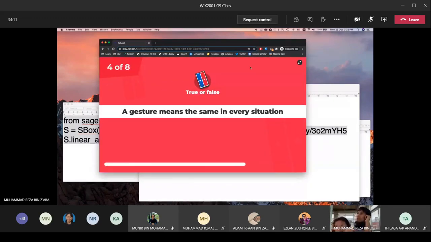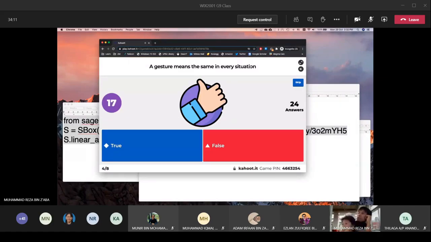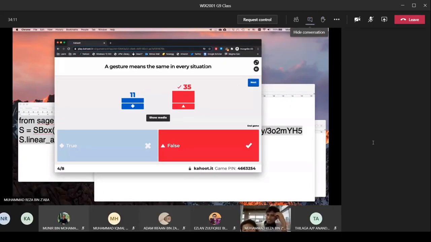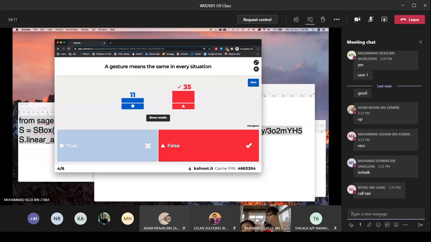Okay, true or false, a gesture means the same in every situation. For example, if you have a gesture like this, it means the same anywhere, anytime. So it's false. So what does this gesture mean? Good, yeah. Any other answer apart from good? Up. To the middle. Oh, like this. Okay. Yeah.